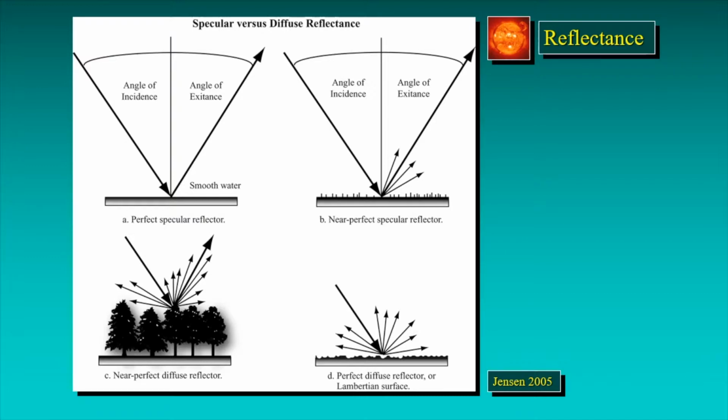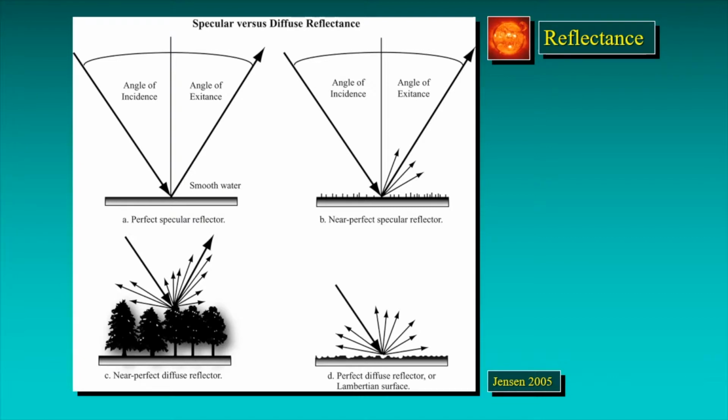In the lower right-hand corner, we have a perfect diffuse reflector, or what we refer to as a Lambertian surface. And really, with that type of surface, if it's perfect, we're going to have equal reflectance occurring over really the whole 2 pi hemisphere over that surface.